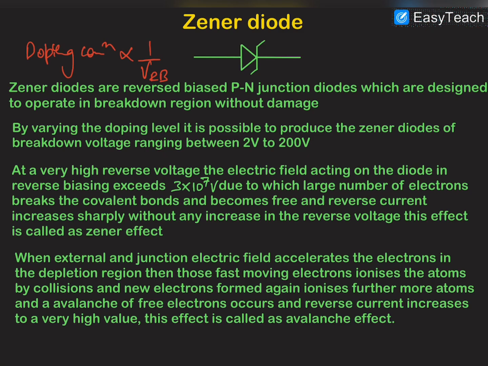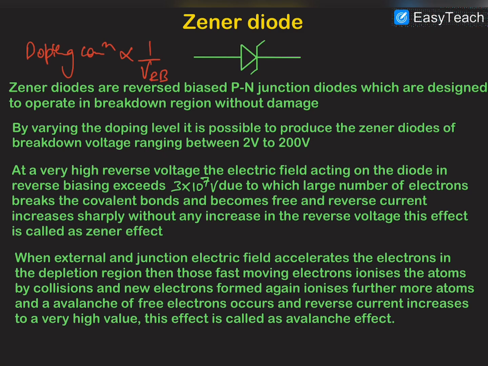Now obviously this current is not increased due to increasing voltage. In fact, this current is increased due to the increase in the availability, or the number, of free electrons and holes. Therefore we can say that at almost constant voltage, the current increases abruptly, and this effect is called the Zener effect. And there is another effect which we have already discussed in reverse biasing, which is the avalanche effect.